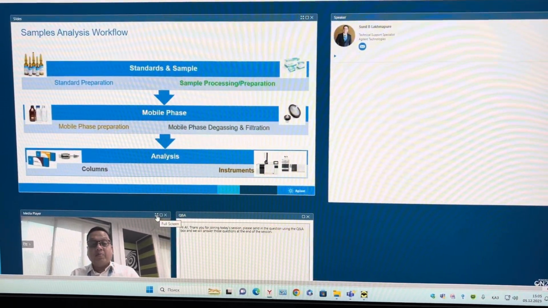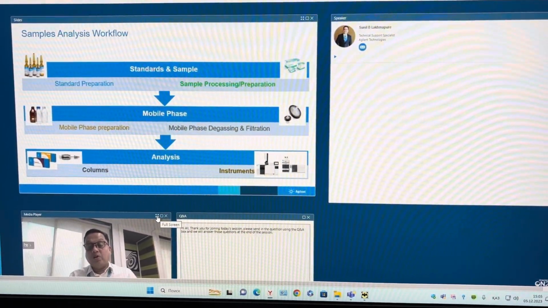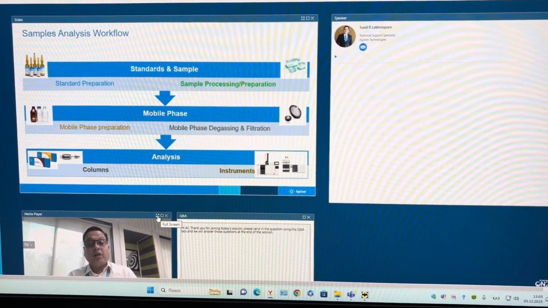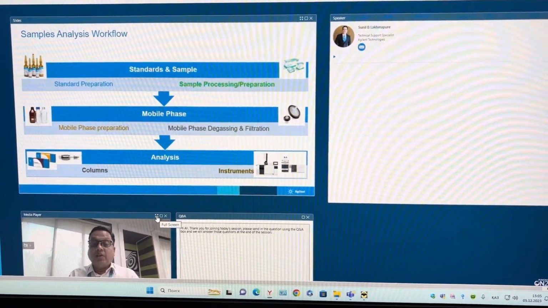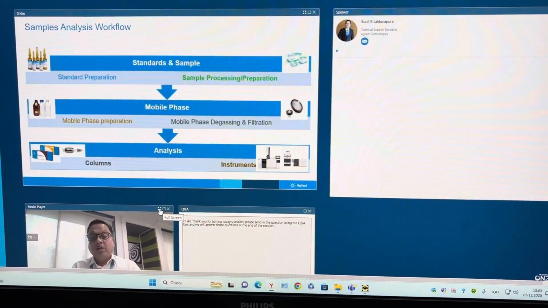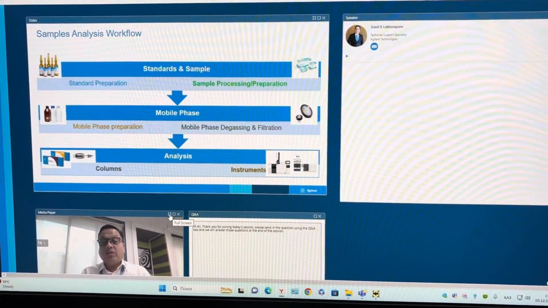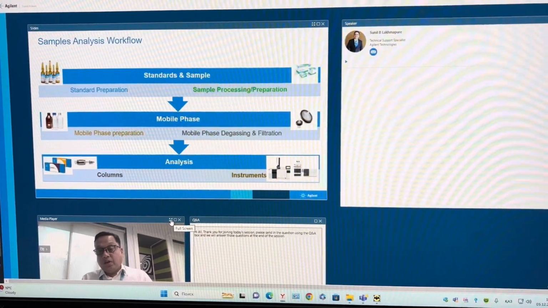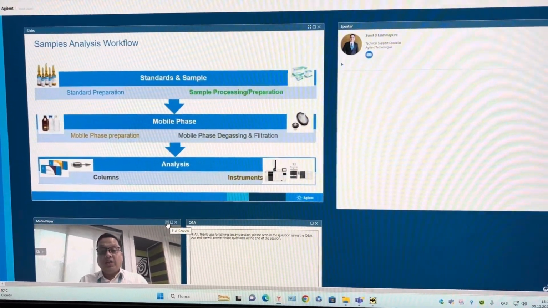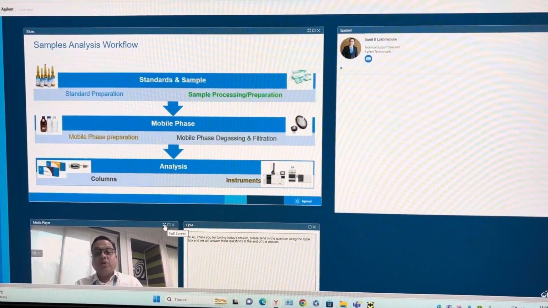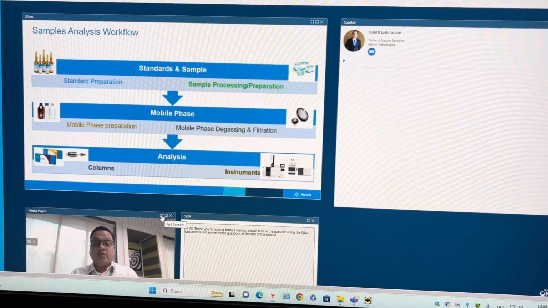So that you get a clean sample. Sample preparation plays a major role, so we have the support with respect to that also. The mobile phase preparation, the degassing and filtration, and most important the column, guard columns, and the instrument. All these important parameters in the workflow, each individual parameter plays a very important role while working on any analysis of a sample.